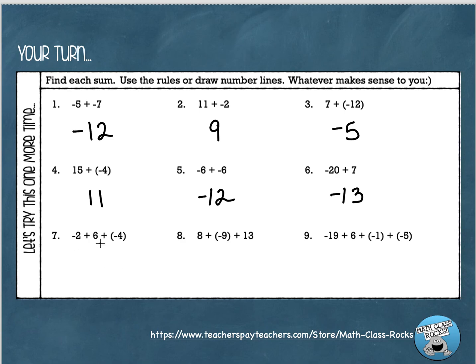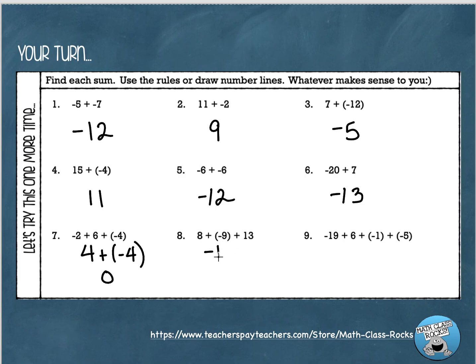If I do a negative 2 plus a positive 6, that gives me a positive 4 so far. And then I'm going to add a negative 4 to that. Well, a positive 4 plus a negative 4, that just means it cancels, right? 0. If I've got $4 and I give you $4, I've got no dollars. So 0.